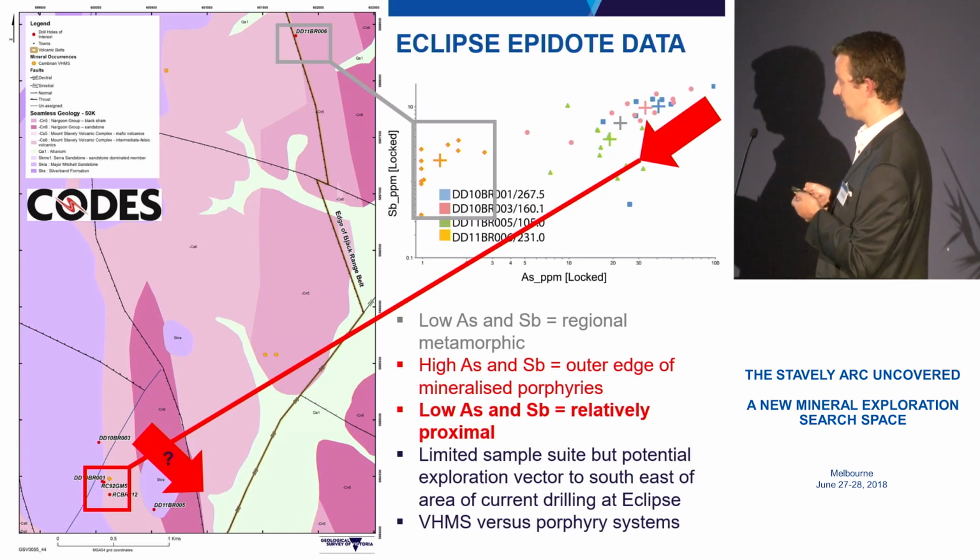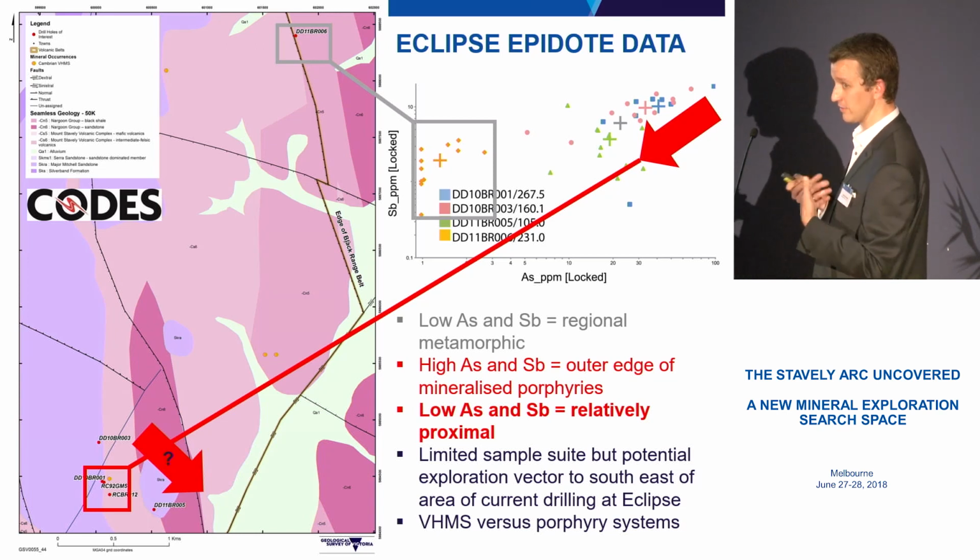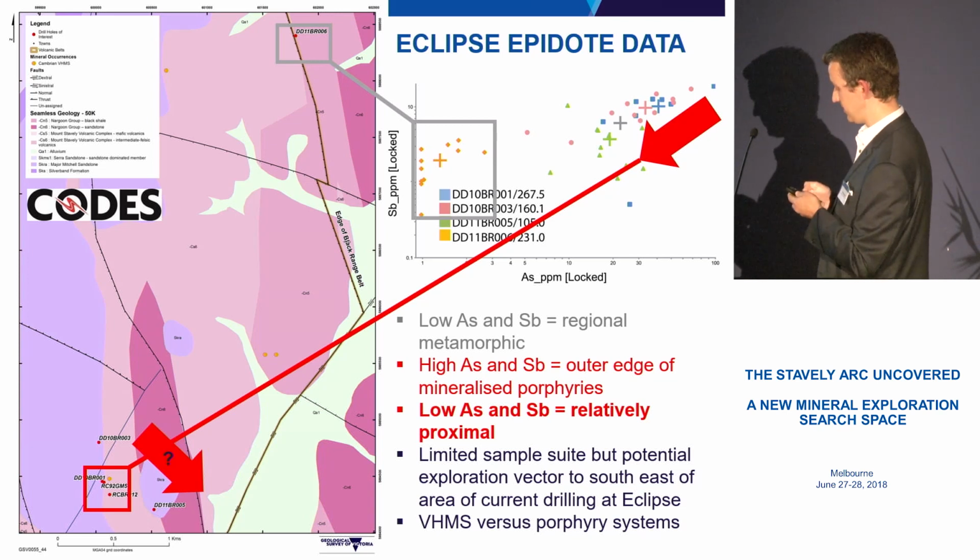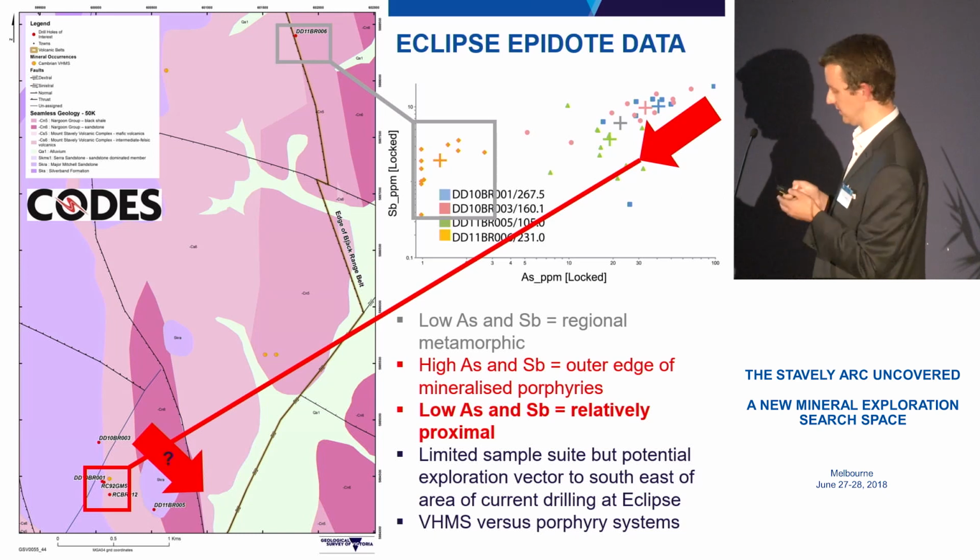Also because the mineralisation at Eclipse likely represents a VHMS style system, all these concepts were developed on porphyry systems, so we're actually unsure whether they're directly applicable to VHMS, but we did it anyway.